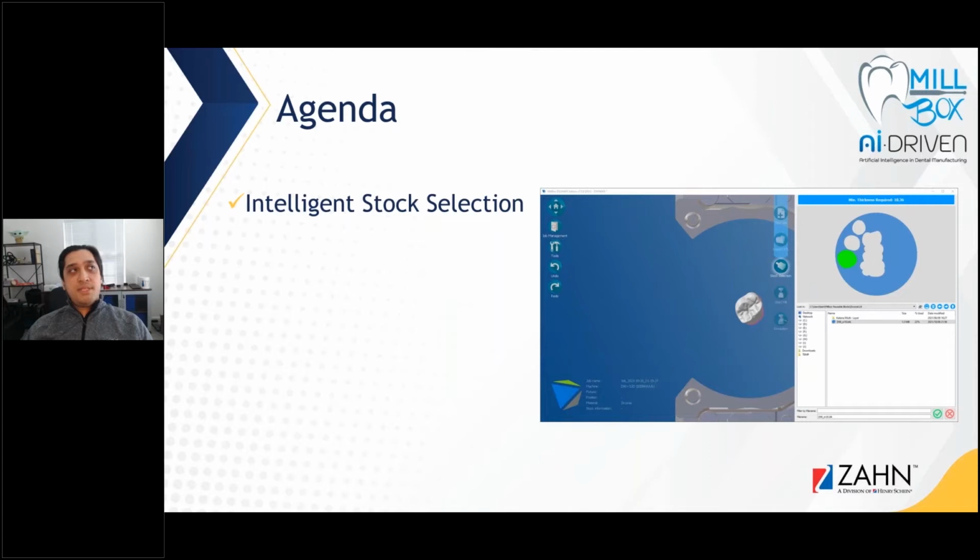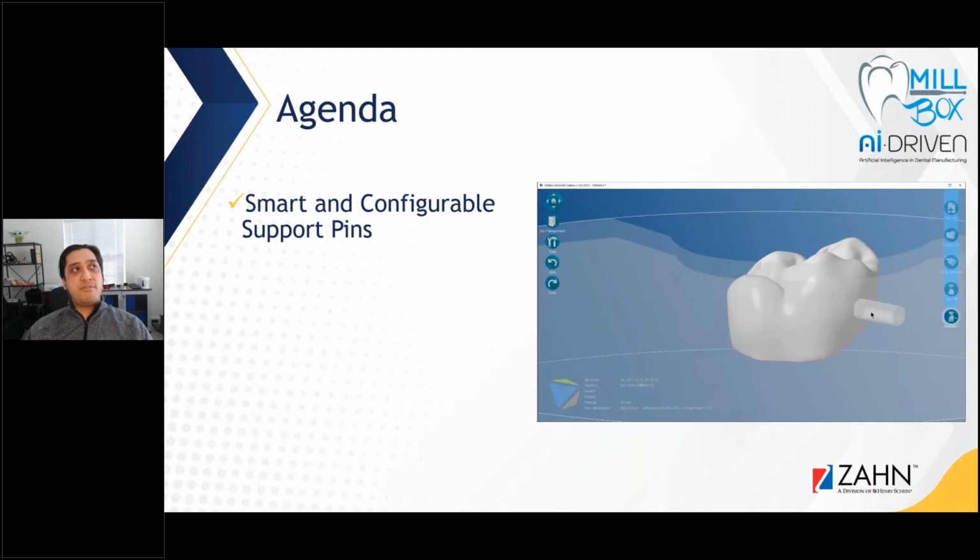The second piece that we're going to be talking about is our intelligent stock selection tool. When we're importing our restorations, we then have to import a disk to nest that part inside of. As we're selecting our disks, we're going to have an intelligent suggestion for what disk we're going to use, and we'll go over how that's all displayed and how you can sort through all of those materials in your stock library very easily.